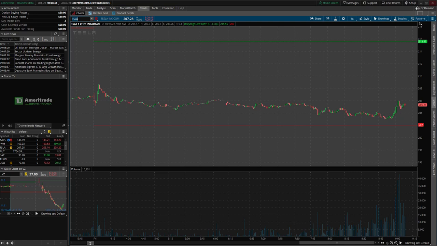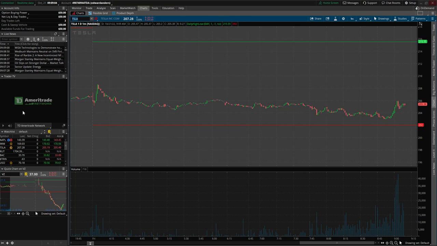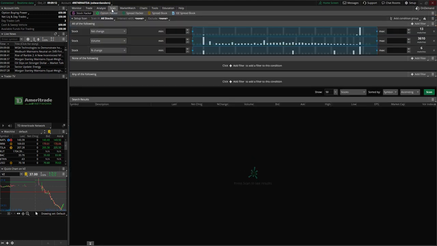Okay, so show me how to find stocks that have high implied volatility. Am I asking too much? Okay, all right, so I'm going to have to learn how to scan for implied volatility. Calvin says go to scan. Okay, go to scan. I'm there.